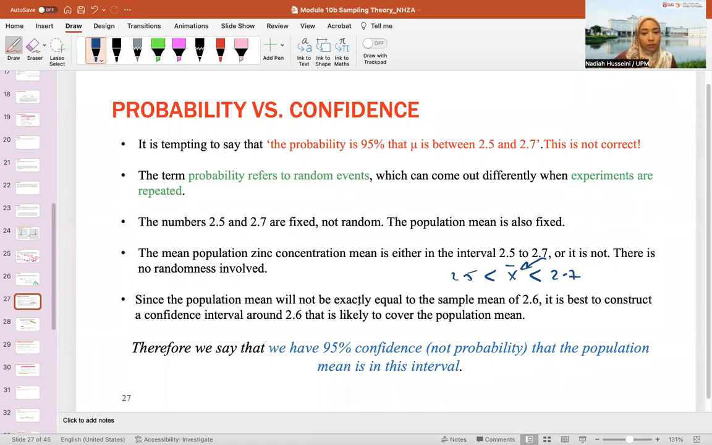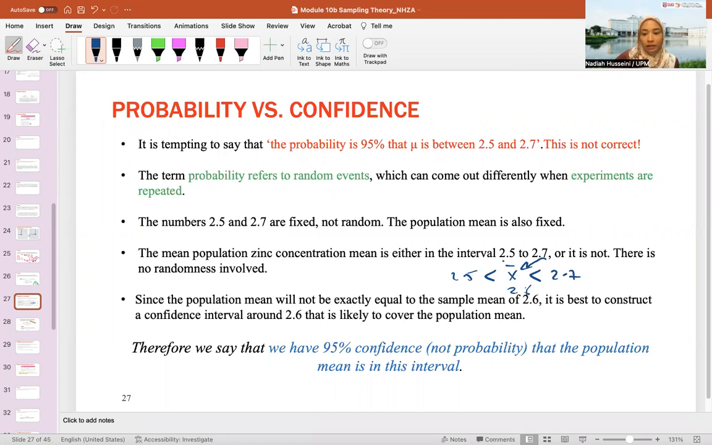Since the population mean will not be exactly equal to the sample mean of 2.6, it is best to construct a confidence interval around 2.6. So we are constructing a confidence interval around the sample mean, and we're just trying to find if the population mean is inside this interval. But we don't know if it's really there or not. Therefore, we say that we have 95% confidence, not probability, that the population mean is in this interval.